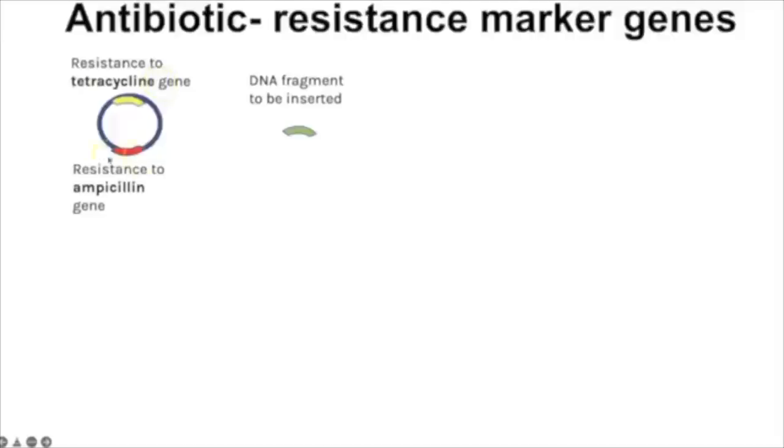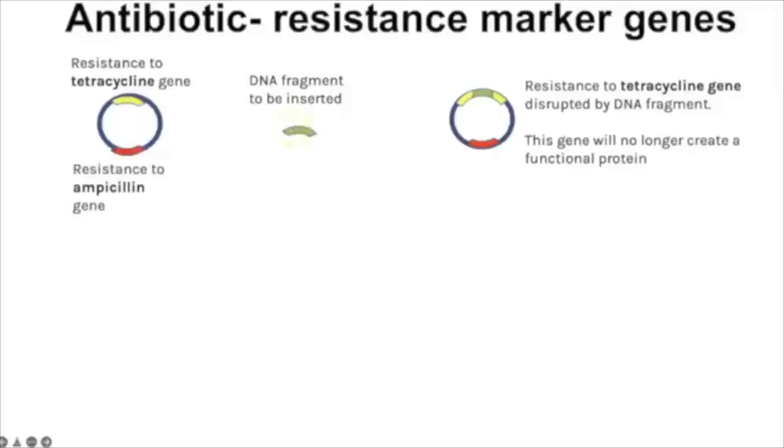So we have here a plasmid which contains two marker genes. One gene makes the bacteria resistant to the antibiotic tetracycline, and the other produces a protein to make the bacteria resistant to the antibiotic ampicillin. And here is our DNA fragment. That DNA fragment is deliberately inserted in the middle of the tetracycline gene. In that way, it disrupts the tetracycline gene, and the bacteria would therefore no longer be resistant to tetracycline. So if that bacteria was exposed to tetracycline, the bacteria would die.